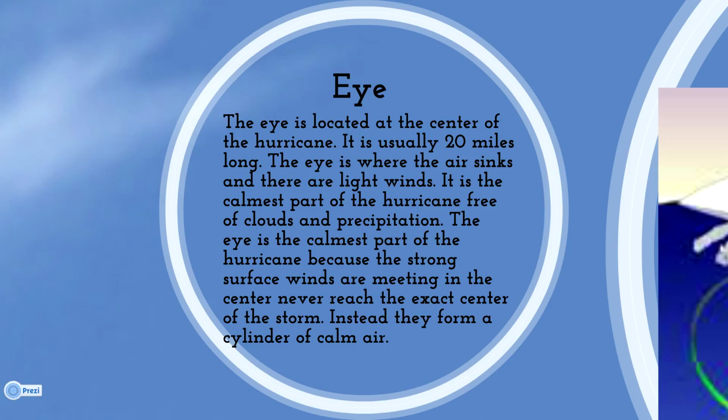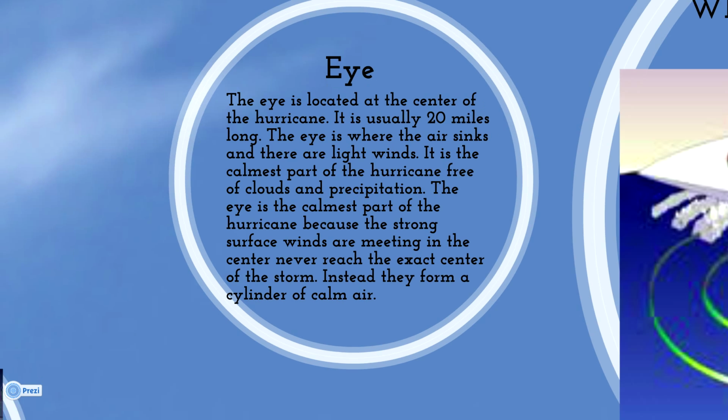The eye of the hurricane is the calmest part. It is this calm because strong surface winds can never reach the center. Instead, they form a calm cylinder of air. It is usually 20 miles long.